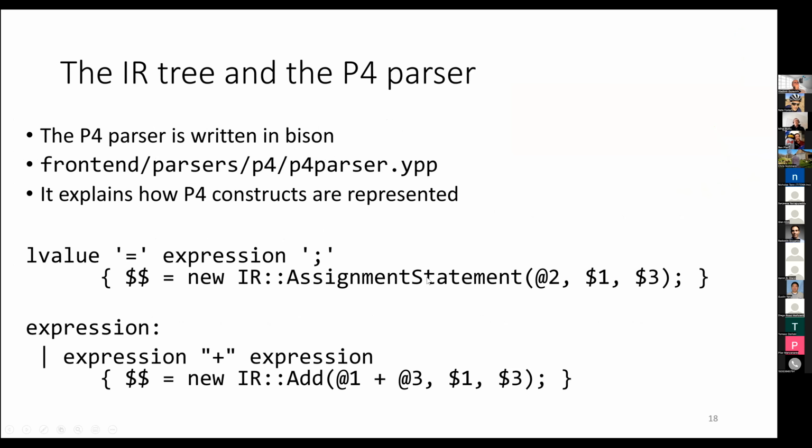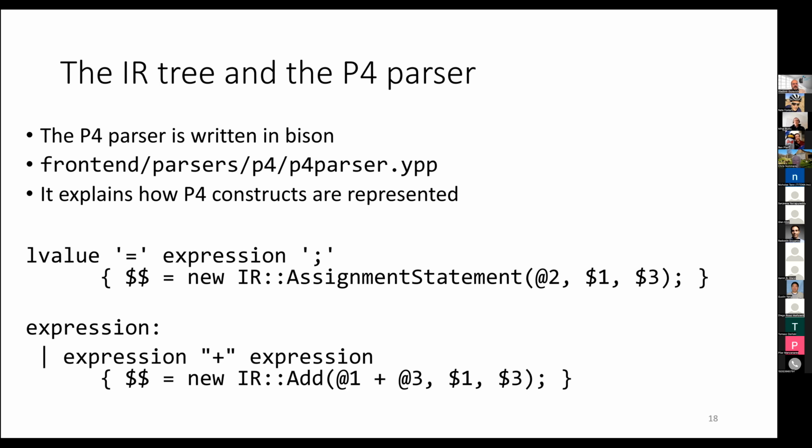All right. So as I said, the parser is the one that parses P4 programs and converts them into IR. And the code is in this file, front-end parsers p4parser.ypp. That's a Yacc or a Bison extension. So you don't have to know too much about Bison. If you know how to read the BNF grammar, you can probably read most of this file. And what is nice about this file is if you look at it, it will tell you how a P4 construct is mapped to an IR node.